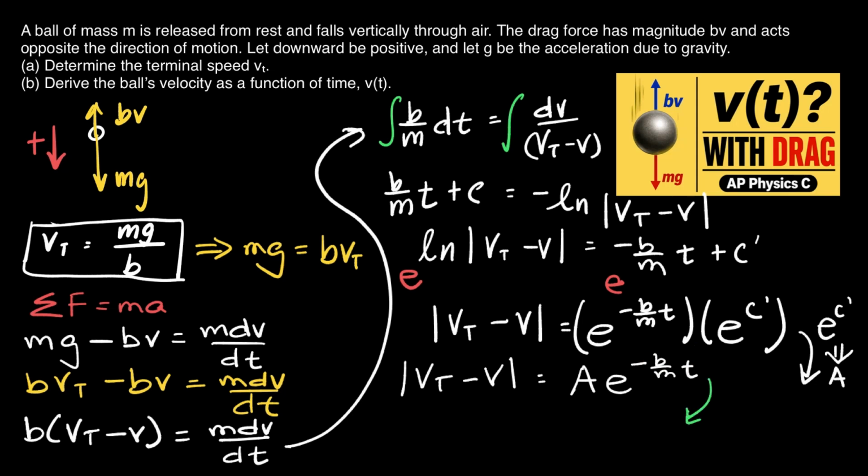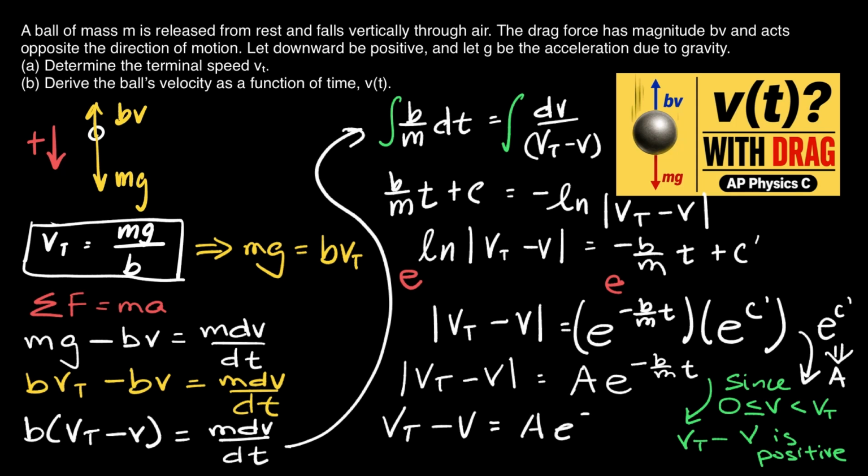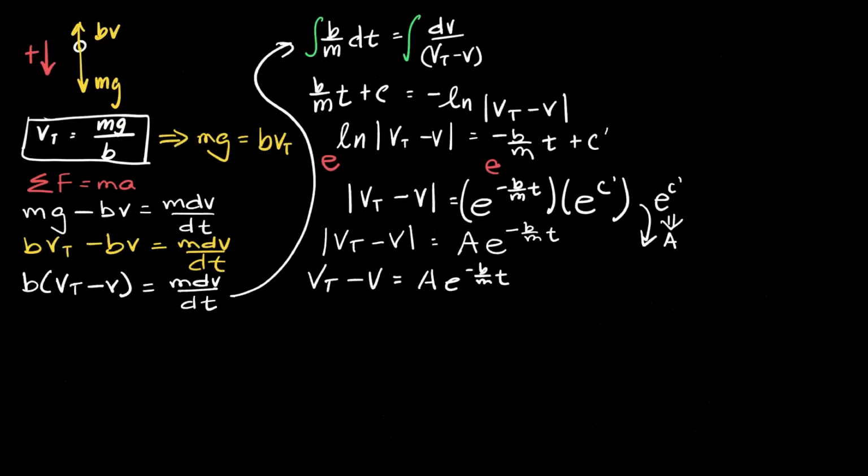And because the object starts below terminal velocity and approaches it from below, vt minus v will always be positive. So we can drop the absolute value. So that gives us vt minus v is equal to a times e to the power of negative bt over m. Now we will use the initial condition.